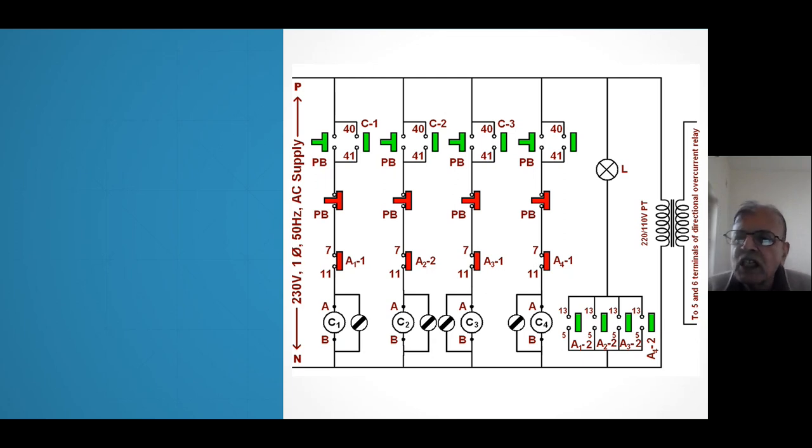And you have to feed the PT supply. So 230, 220 by 110 volt PT is used. Other contacts of A1, A2, A3, A4 are used to give indication or alarm, whatever you want. Here it is only a single alarm, but actually A1 is at one place, A2 is at another place, because they are different places, 100 kilometer apart. So you'll have to use 4 alarms or 4 lamps. But here, because in the laboratory I've got only a single table, I'm using a single lamp.